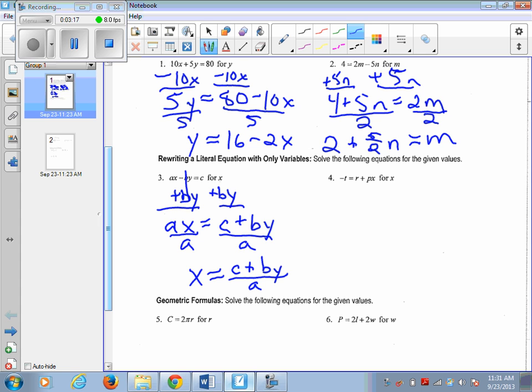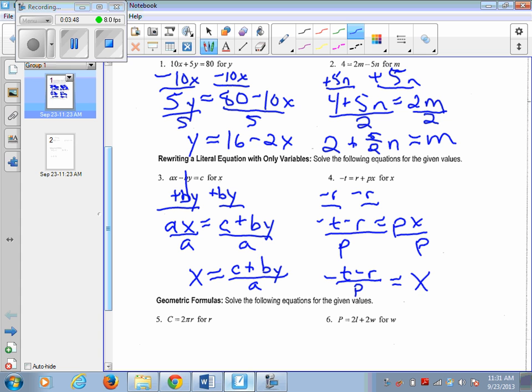With number 4, we have negative t equals r plus px, and we're solving for x. So we would subtract r from both sides. We get negative t minus r equals px. We still need to get x all by itself. Right now it's p times x. So we divide both sides by p, and we get negative t minus r divided by p is equal to x.